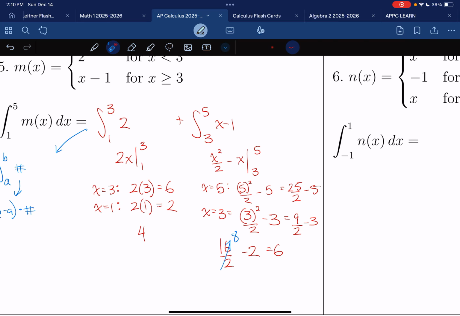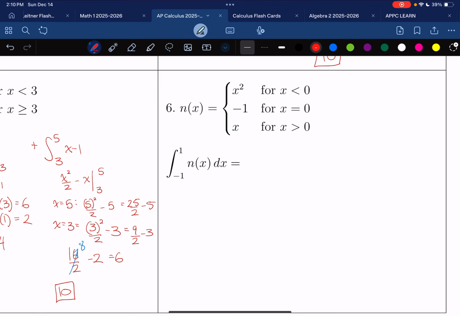And then you add those two pieces together. You have the left piece, you have the right piece, you add them together, and you say 4 plus 6 is 10. Ta-da. All right. And moving on to number 6.